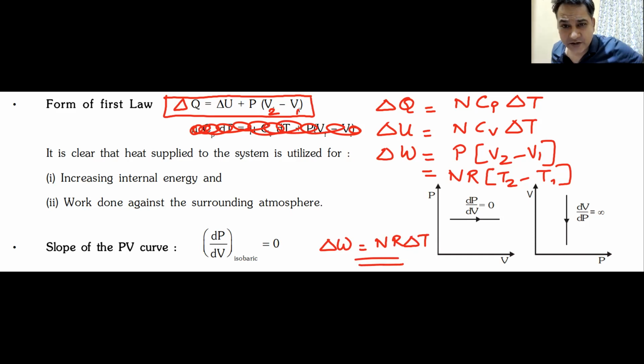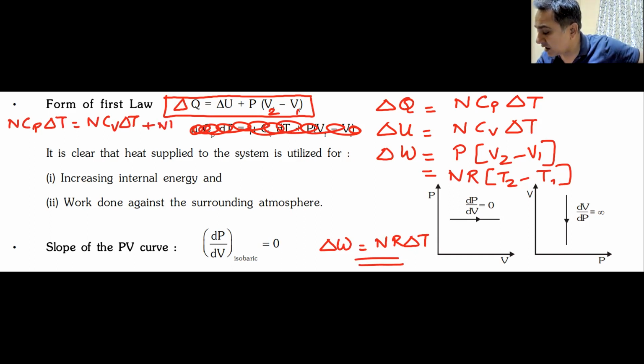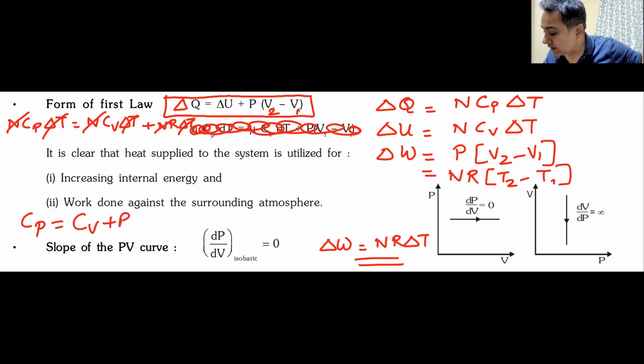So these are the different ways in which you can write this. Delta Q is n Cp delta T. Delta U is n Cv delta T. And work done is nR delta T. If I cancel n, and cancel delta T on both sides, I have Mayer's equation: Cp is equal to Cv plus R. This is how this equation is derived. Am I making myself clear? Cp is equal to Cv plus R is basically the first law of thermodynamics applied to a constant pressure process.